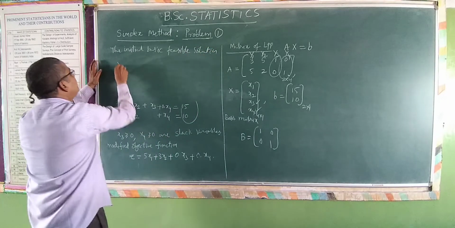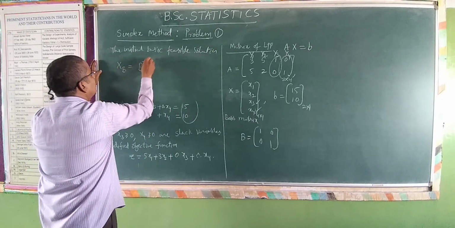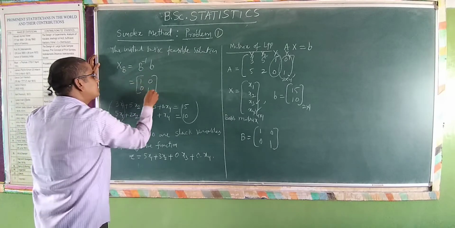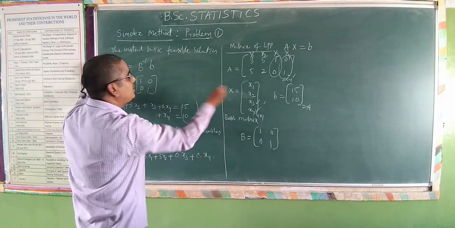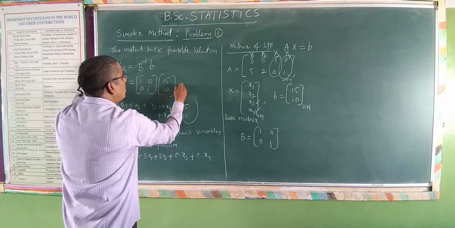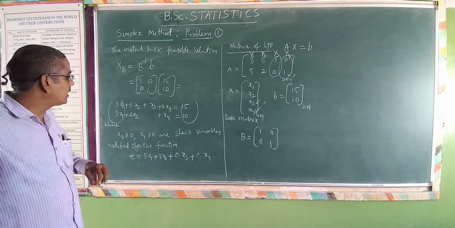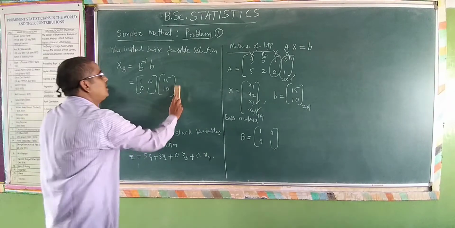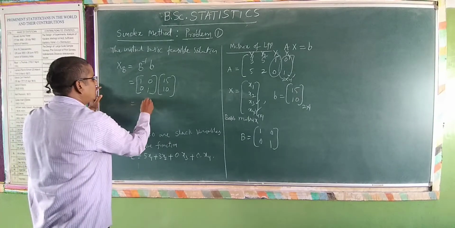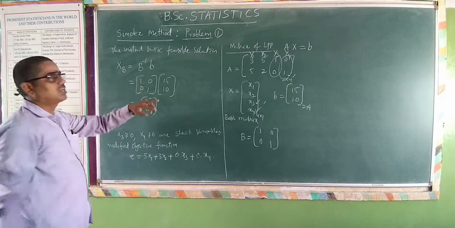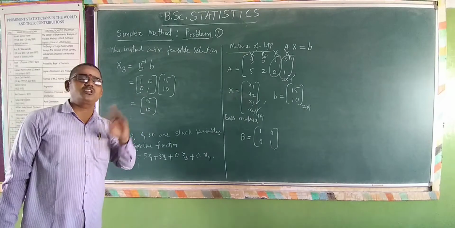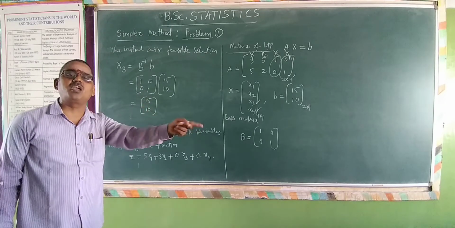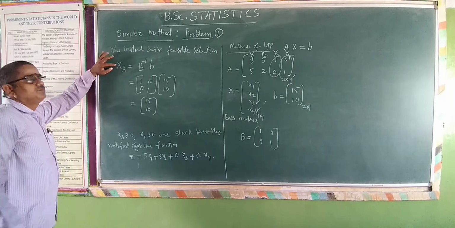Which is called xb is equal to B inverse b. I'll tell you what is this xb. What is B? 1 0 0 1. Its inverse is again the same. What is small b? Small b is equal to 15 and 10. If you multiply these two, what you will get? It is equivalent to 15 and 10. If you multiply with a unit matrix, you will get the same matrix. A into I is equal to A. Right?